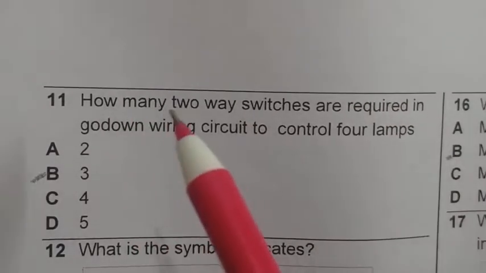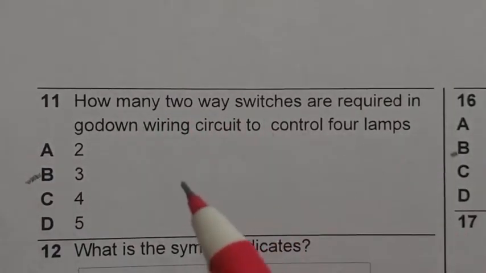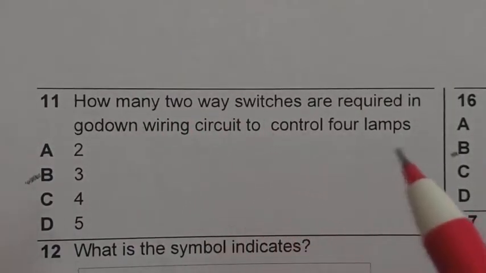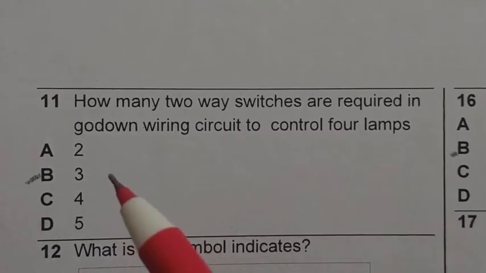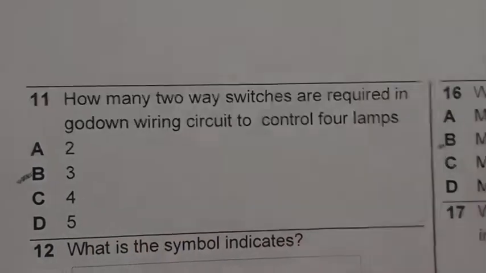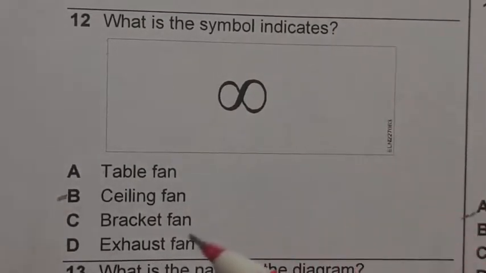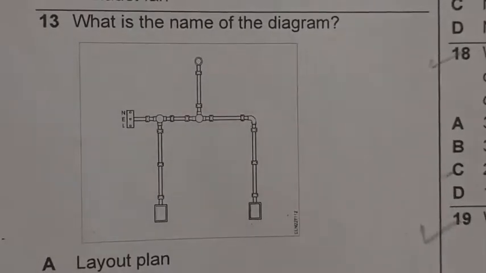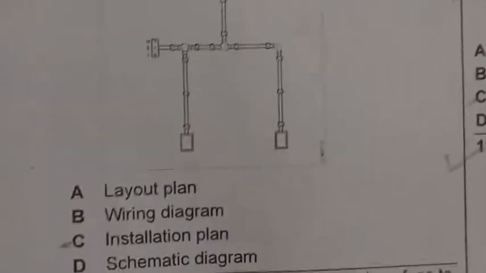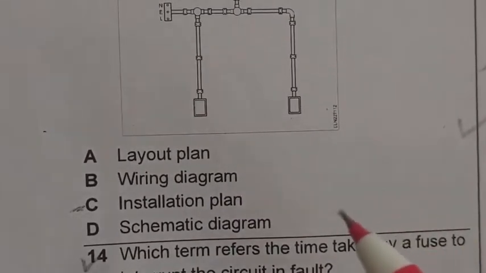Question number 11. How many two-way switches are required for godown wiring to control 4 lamps? Option B, 3 two-way switches are required for godown wiring. Question number 12. What does the symbol indicate? Option B, ceiling fan. What is the name of the diagram? Option C, installation plan.